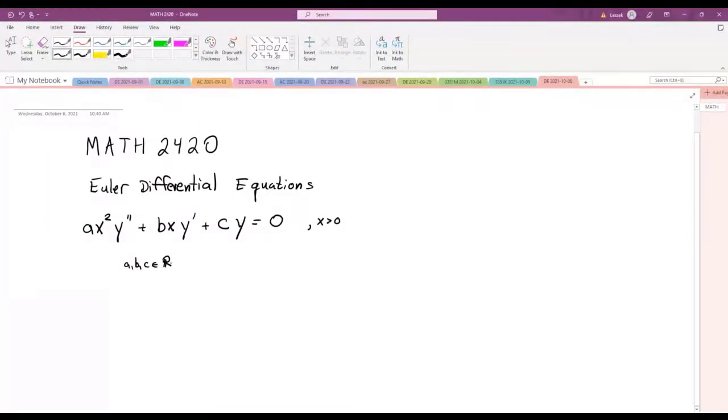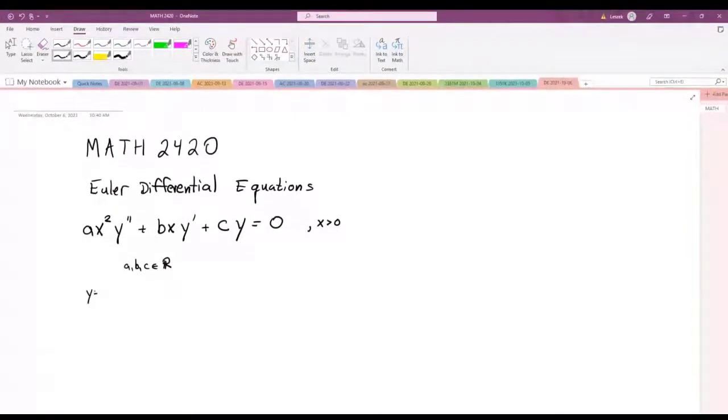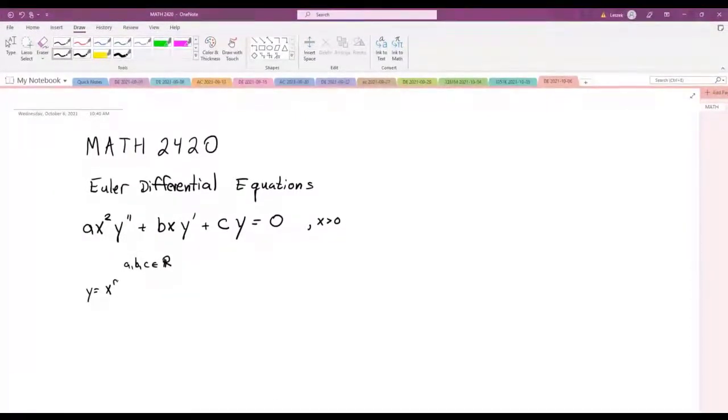We're going to assume x is positive, and we're going to try finding solutions to this in this kind of, well, not naive, but let's say assuming that a solution would look like that: x to some power r. So the question is, what value of r, or values of r, would make this a solution?